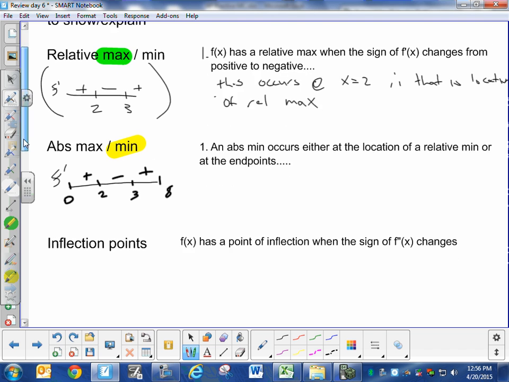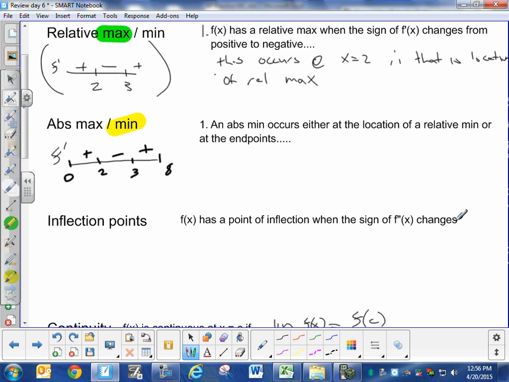Inflection points, you need to show that the second derivative changes sign. So you would write, justify your findings to find an inflection point for f. You'd say f has a point of inflection where f double prime changes sign. And then you would do your work. You'd figure out when f double prime changes sign. And then you'd say this occurs at this location. Therefore, it is the location of an inflection point.